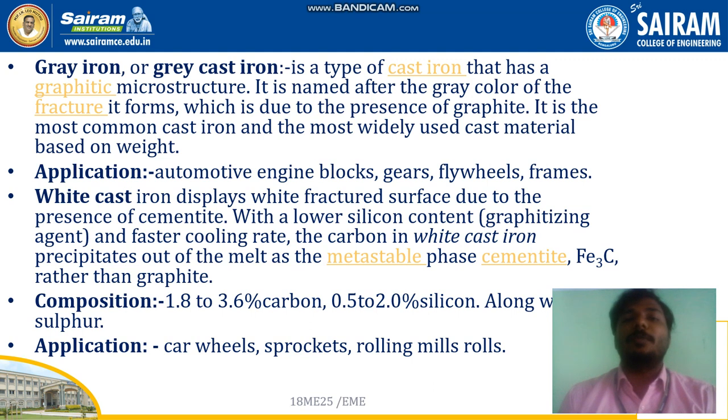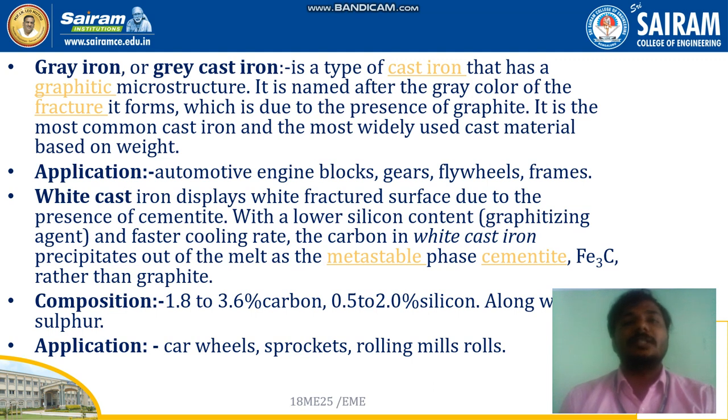It forms due to the presence of graphite. It is the most common cast iron and most widely used cast material based on weight. The major advantage of grey cast iron is that it can withstand more weight of any product or component. Its applications include automotive engine blocks, gears, which have to withstand more pressure and loading, flywheels, and frames. These are the items manufactured using these materials.